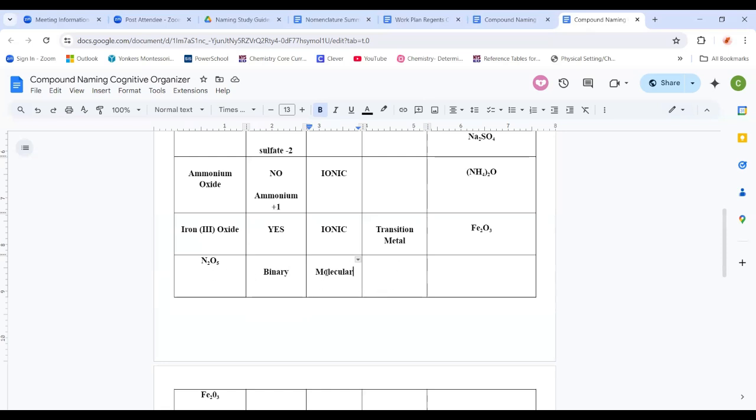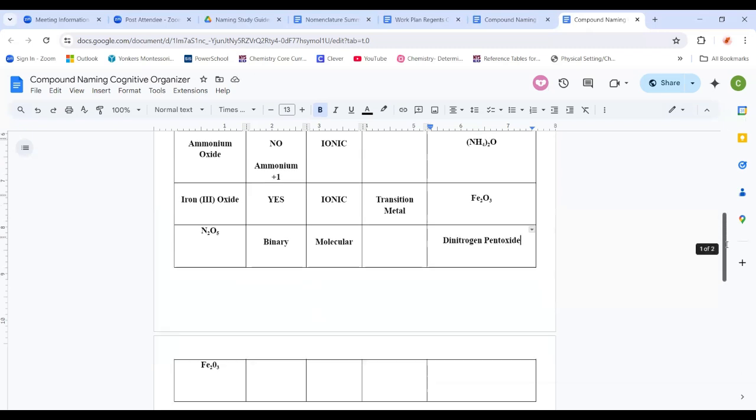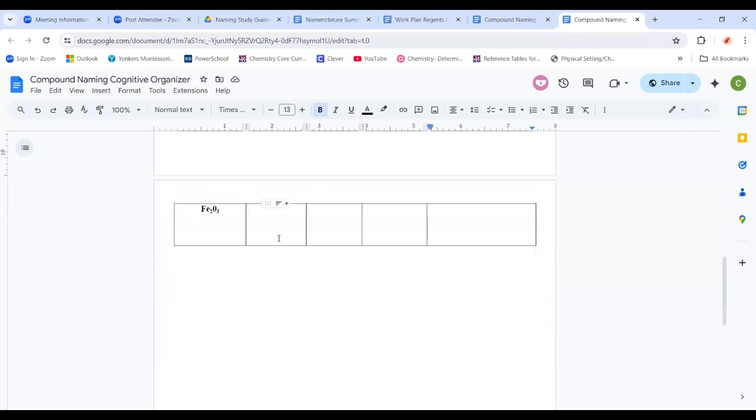Okay, now we're back in molecular land, so I'm allowed to use Greek prefixes. So I'm going to go ahead and say dinitrogen pentoxide. Okay, and last but not least, let's go in the other direction. When you're dealing with a formula and you need to write out a name, you do have to be on the lookout.